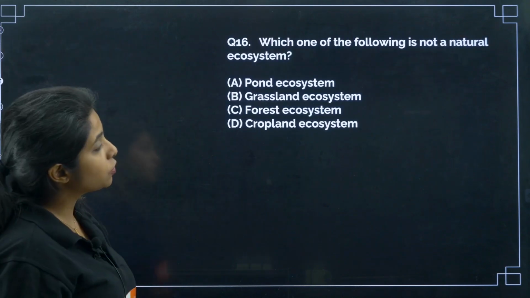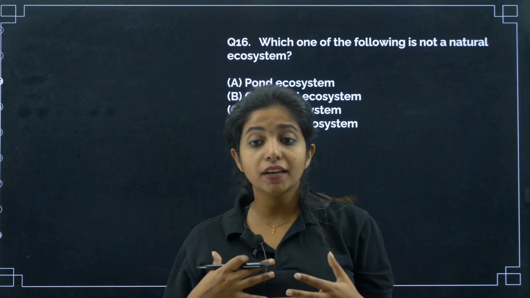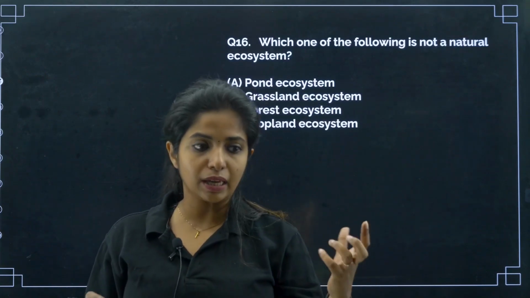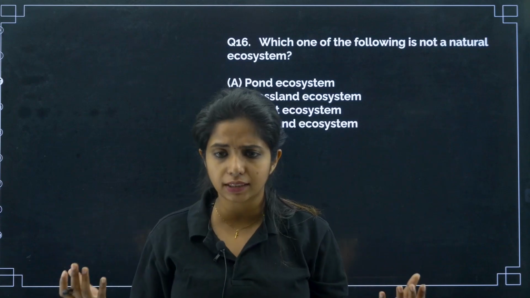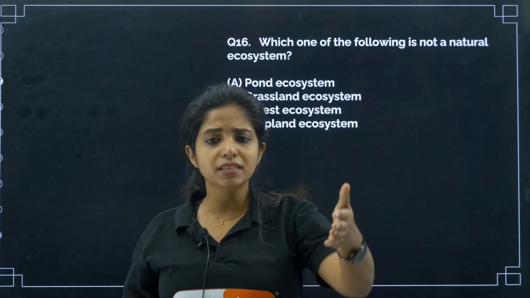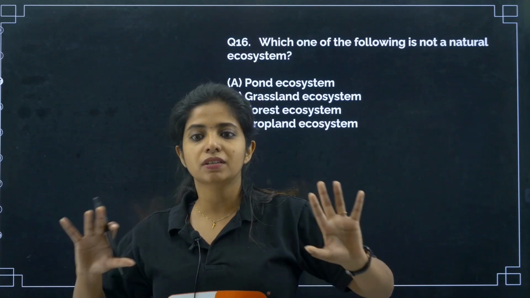Fine. Now, which one of the following is not a natural ecosystem? What do you mean by natural ecosystem? Where there is no human interference. Okay, for example, an ecosystem which is there, where abiotic and biotic, living and non-living factors are there, they are just surviving on themselves. We are not doing anything. For example, you do not go and check out what is happening in there, do you? No, right? It is just naturally self-sustaining.